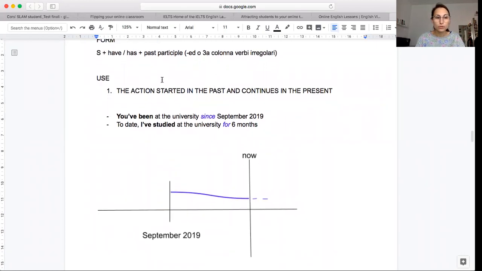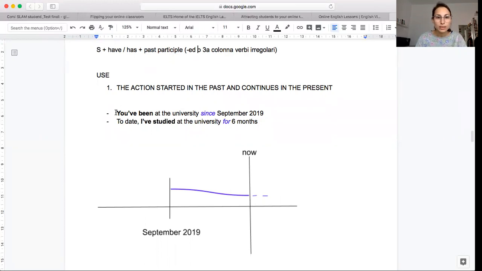So the first use is to describe an action that started in the past and continues in the present. So the present perfect gives you a relation between the past and the present. Okay, so the present perfect helps you to link an action that started in the past and continues now. Okay, so here are two examples, and this is a timeline. So you've been at the university since September 2019, or to date, I've studied at the university for 6 months.